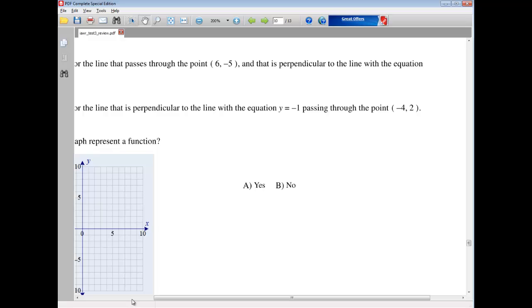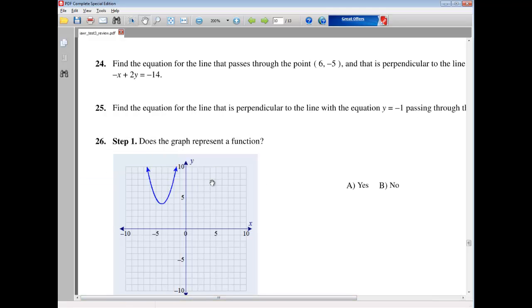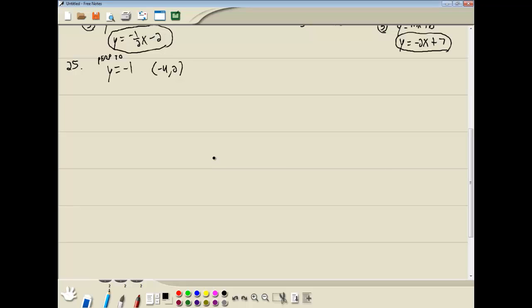Now sometimes on these it's just easy to jump directly into the graph and from there find the equation of the line. Okay, let's talk about perpendicular to y is equal to negative 1. Here are our x-axis and our y-axis. So y is equal to negative 1 would be this line right here. y equals a number is a horizontal line at that number.